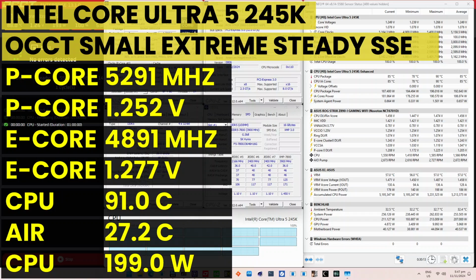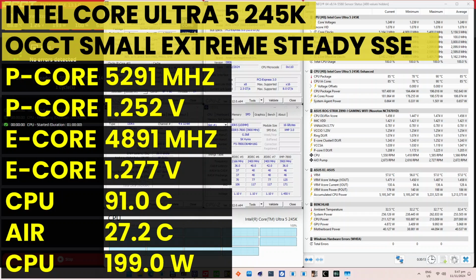When running the OCCT CPU SSE stability test, the average CPU P-core effective clock is 5291 MHz with 1.252 volts, and the average CPU E-core effective clock is 4891 MHz with 1.277 volts. The average CPU temperature is 91 degrees Celsius.